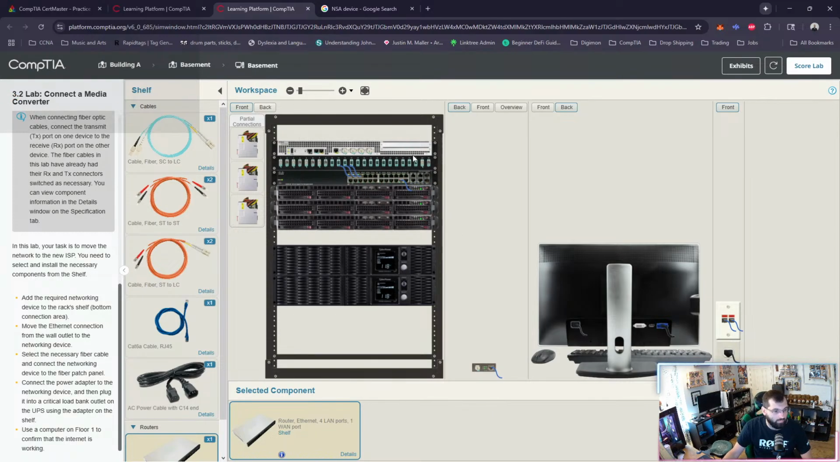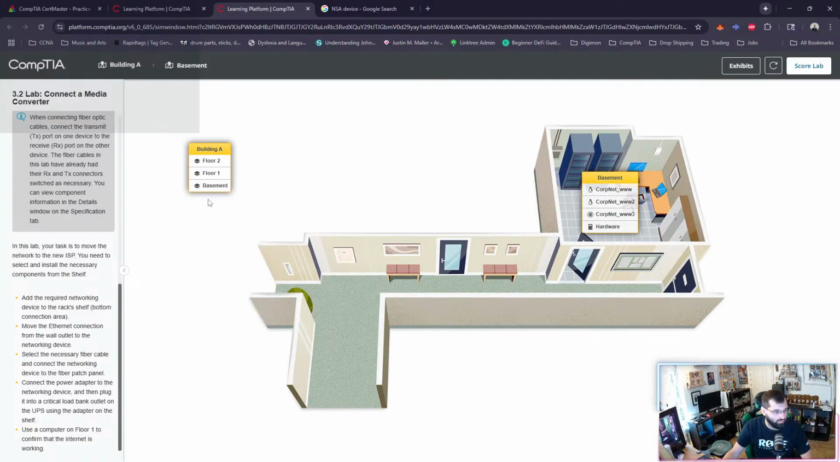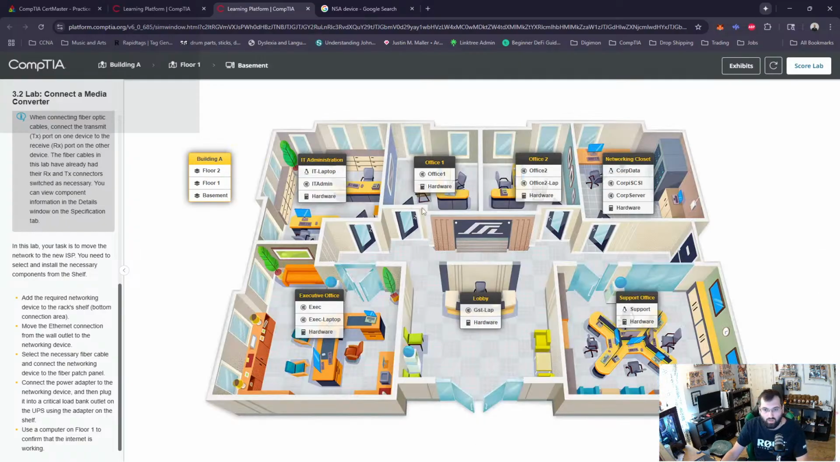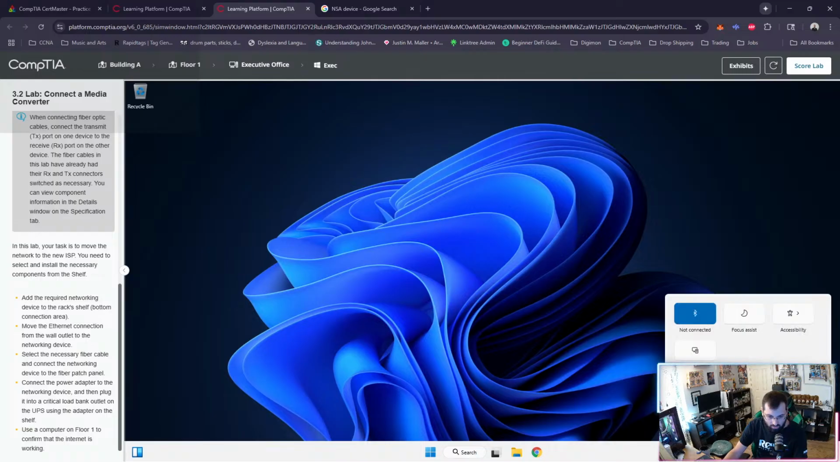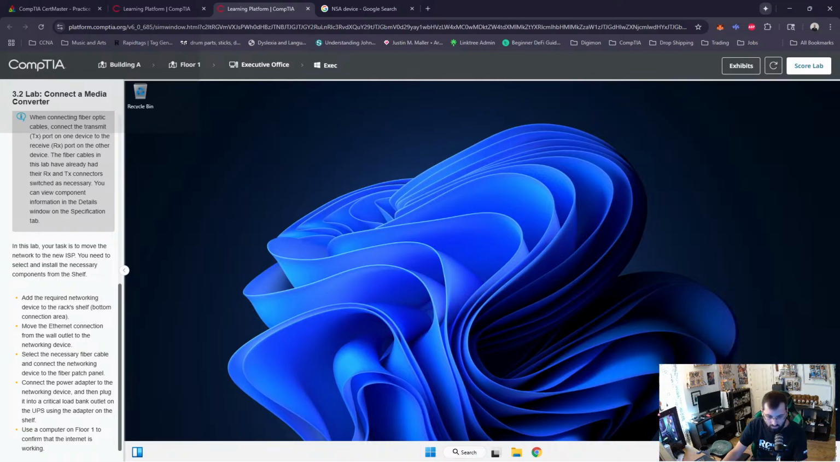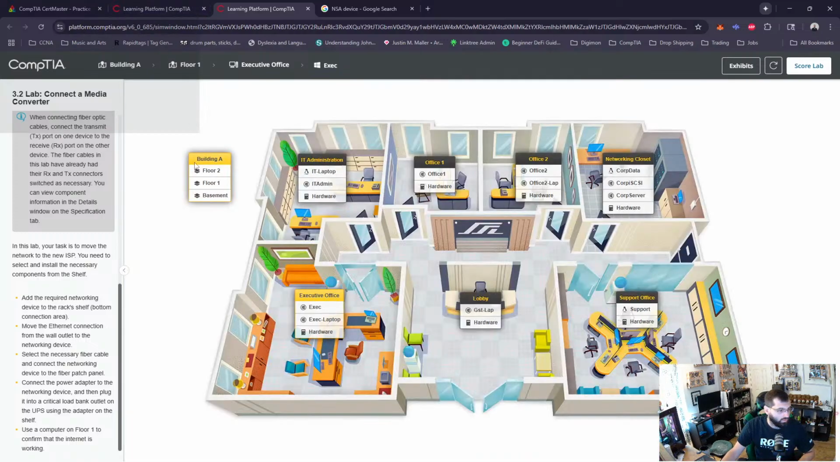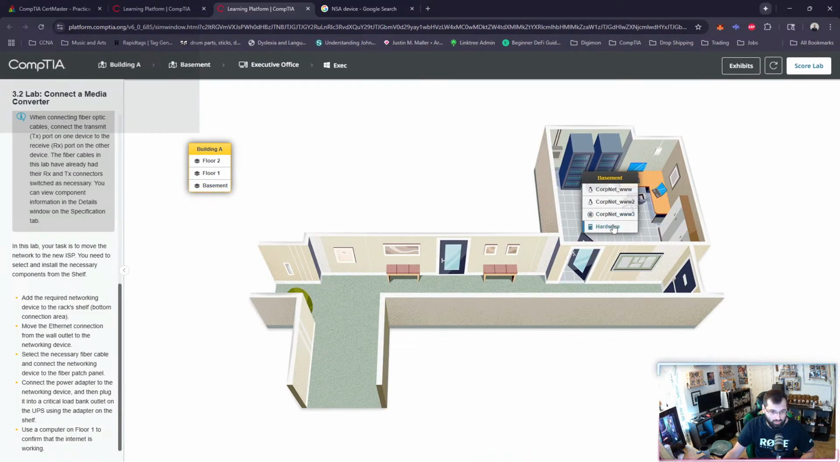But now... Okay. Wait, am I done? I guess let's find out. Let's go to the floor 1. Hey, what's up, Oaks? Fiber's kicking my ass. No internet connection. No internet access. Okay, well that tells me that. So let's go back to the basement. Let's go back here.